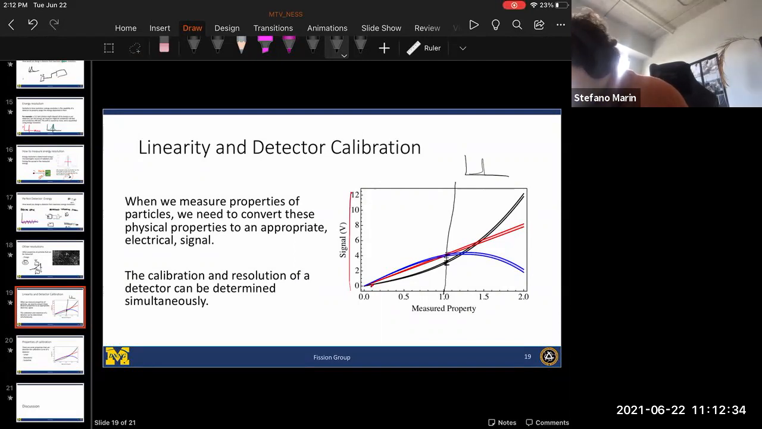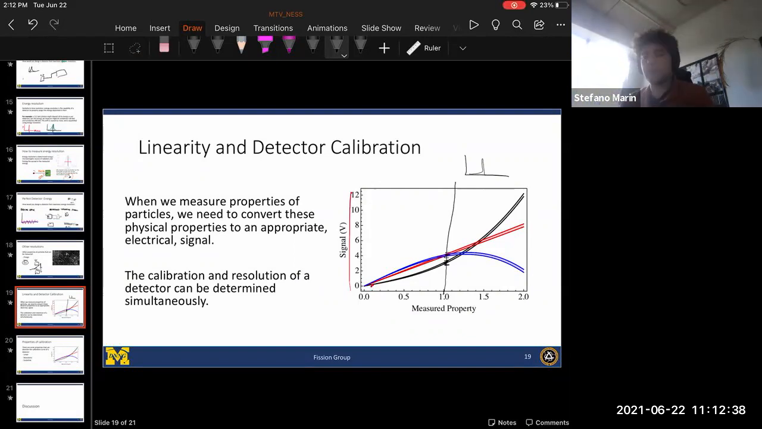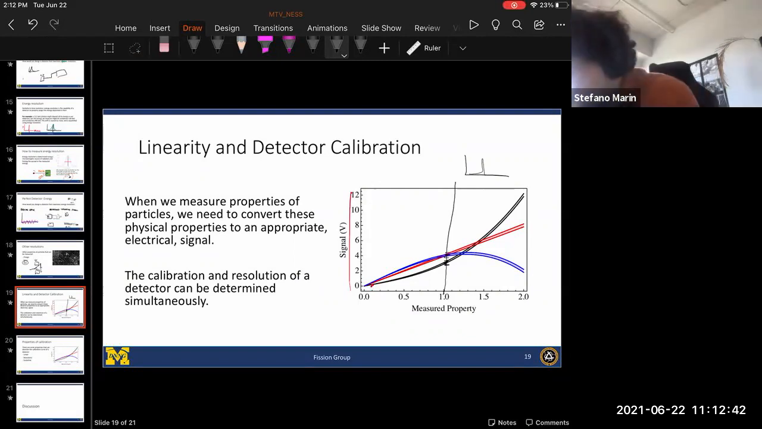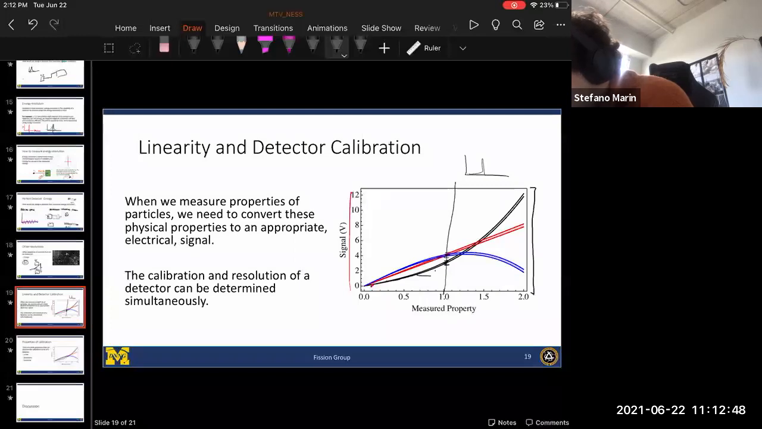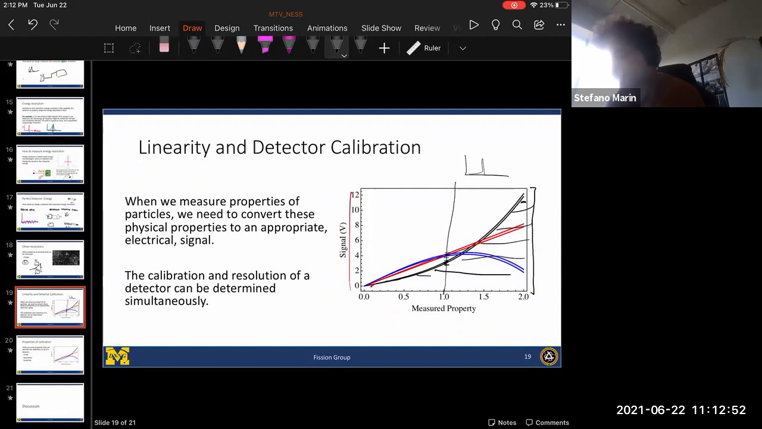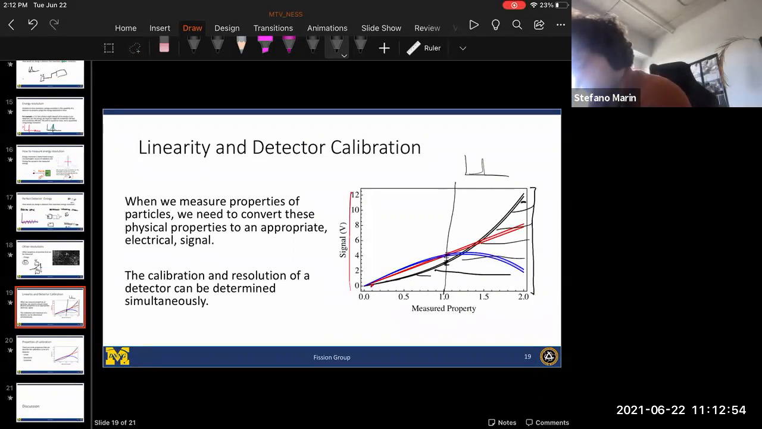And when this is the case, this detector is said to be non-linear, but it's not a detector that we have to throw away immediately. It's not something bad, because it is still possible to take this detector and simply find a non-linear rescaling of that axis. We can still assign a value to each of those points there and reconstruct the measured property from the signal.